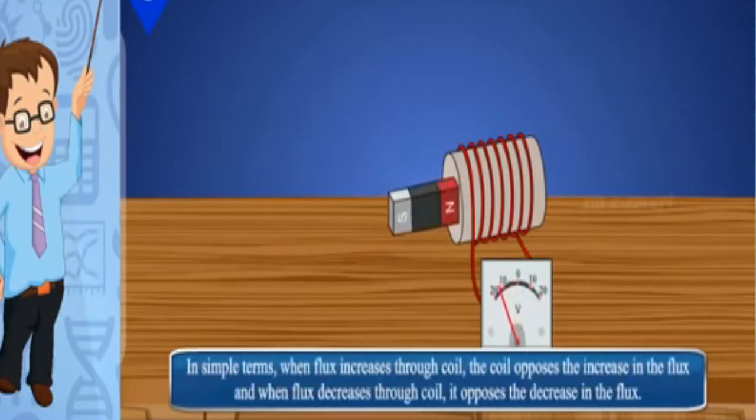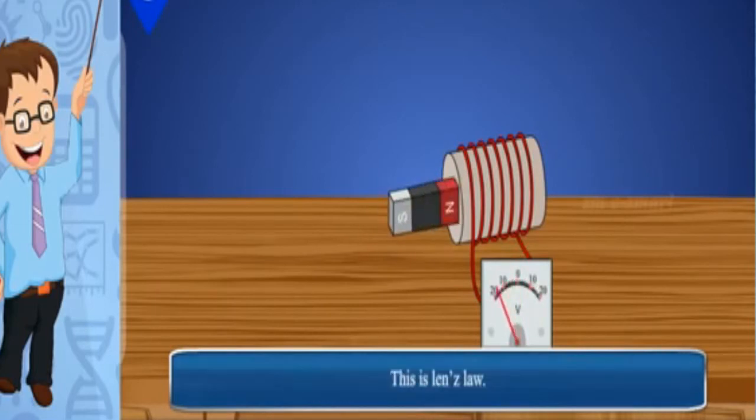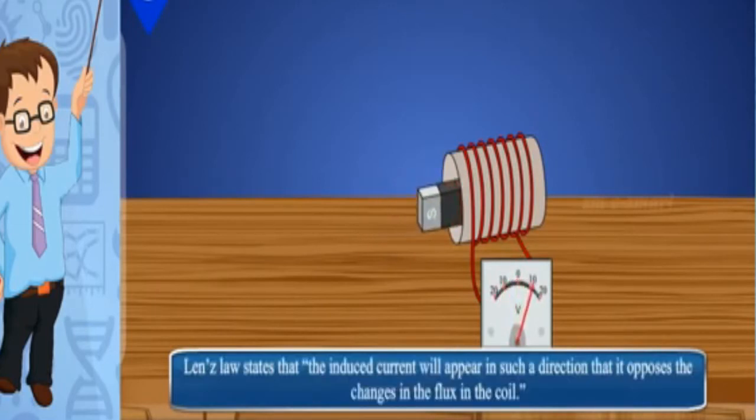In simple terms, when flux increases through a coil, the coil opposes the increase in the flux. And when flux decreases through the coil, it opposes the decrease in the flux. This is Lenz's law. Lenz's law states that the induced current will appear in such a direction that it opposes the changes in the flux in the coil.